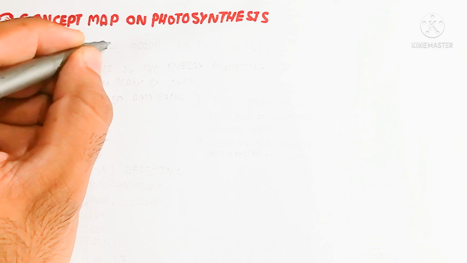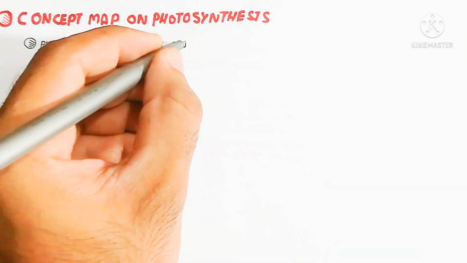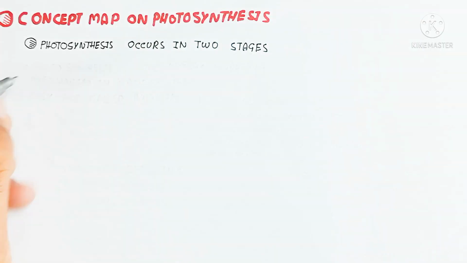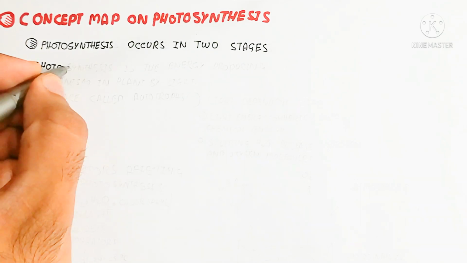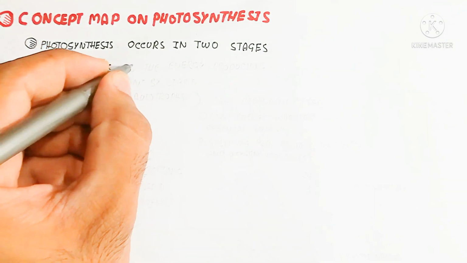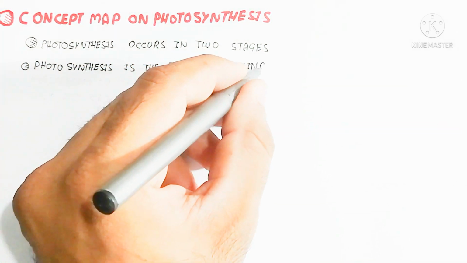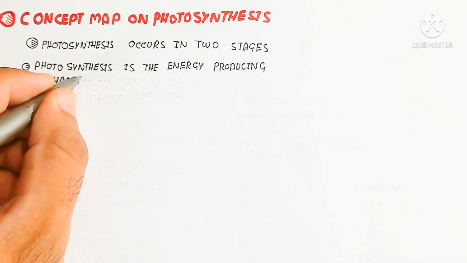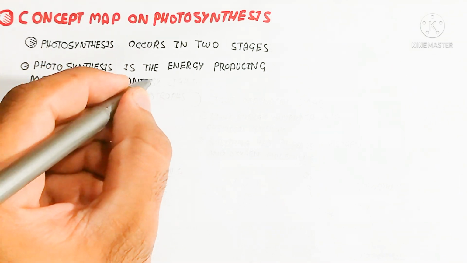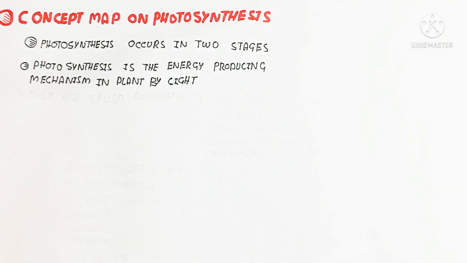So here, photosynthesis basically occurs in two stages, which we will discuss later. First of all, we should understand what photosynthesis is. Photosynthesis is the energy producing mechanism in plants by light. So the light is very important.